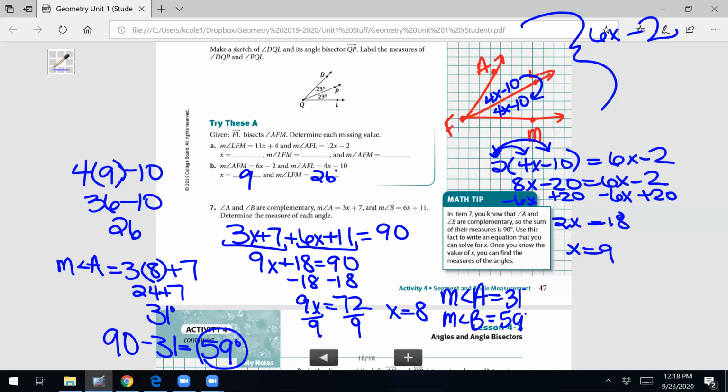Cool? All right, I know, it is very cool. Thank you. Number 8, flip the page, number 8. Make sure you put your name on the top of that new page.